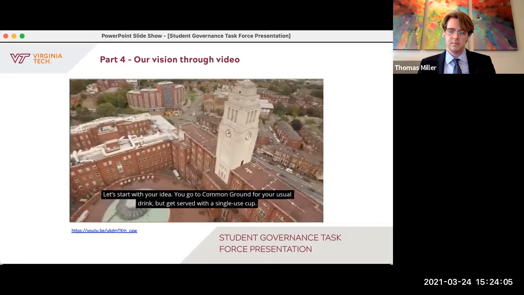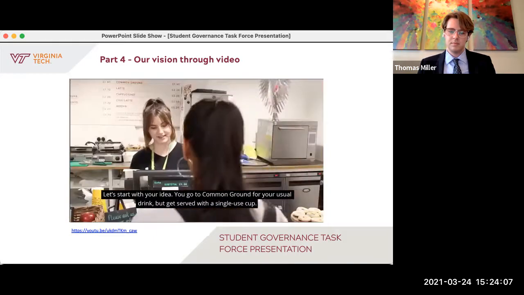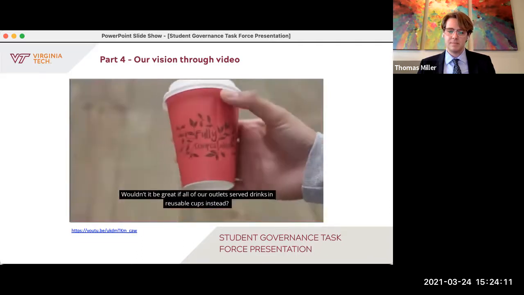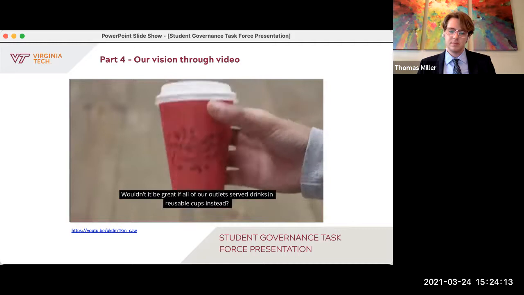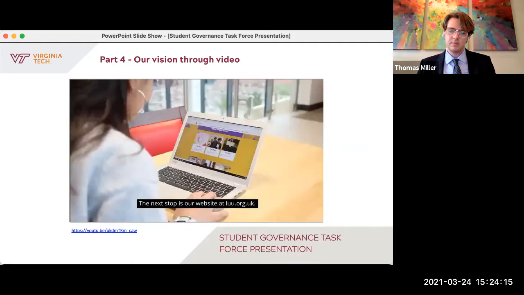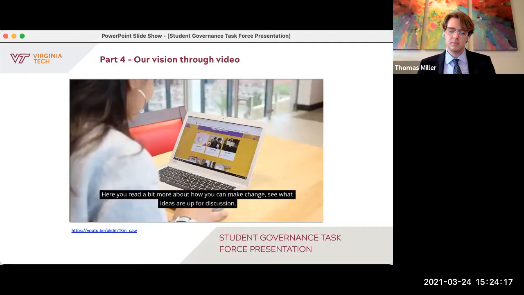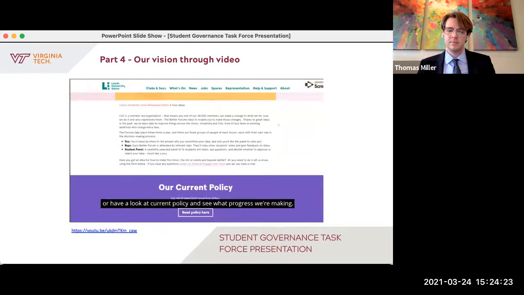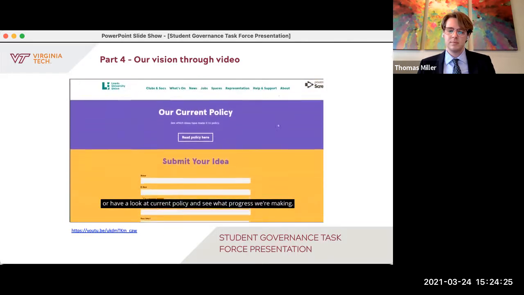Let's start with your idea. You go to Common Ground for your usual drink, but get served with a single-use cup. Wouldn't it be great if all our outlets served drinks in reusable cups instead? The next stop is our website at luu.org.uk. Here you read a bit more about how you can make change, see what ideas are up for discussion, or have a look at current policy and see what progress we're making.